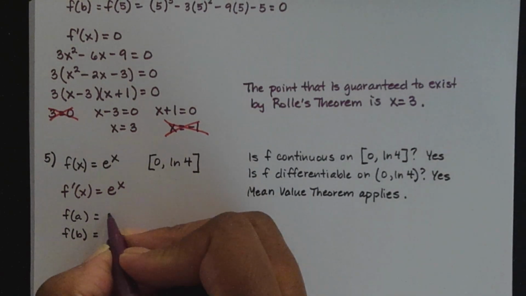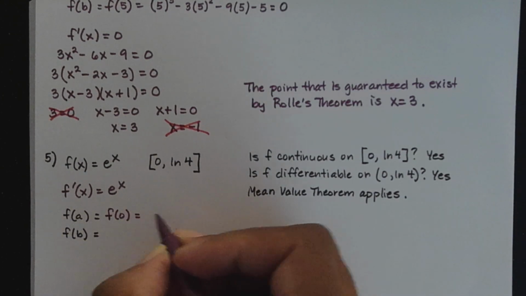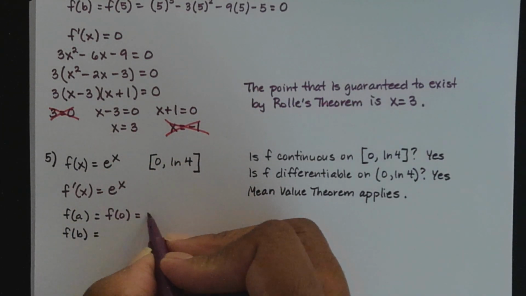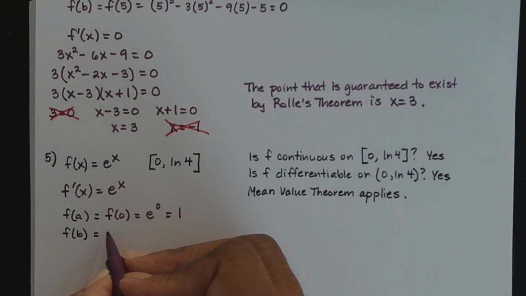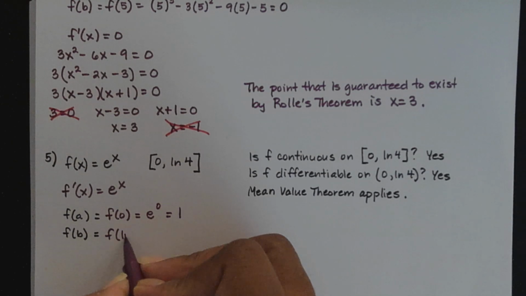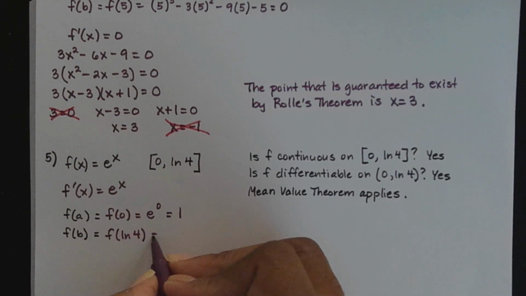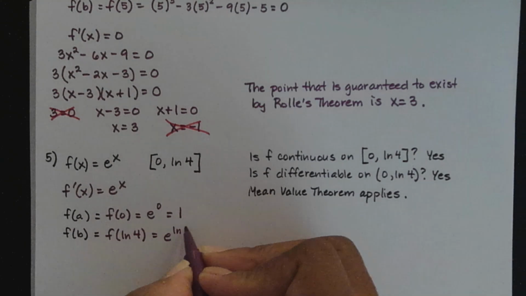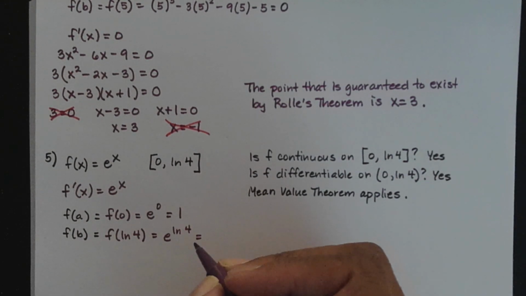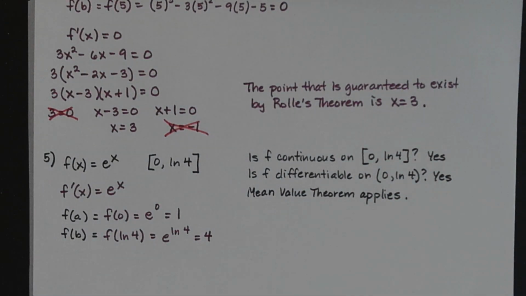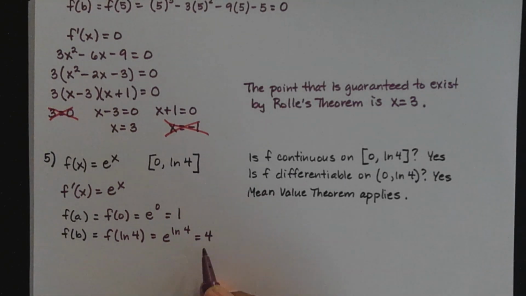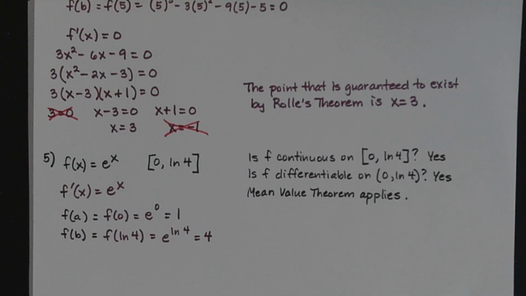Now f of a here is going to be f of 0. And here f of x is e to the x, so e to the 0 would be what? 1. Just 1. And then for f of b, b is ln of 4, so let's evaluate f of ln of 4. So it'd be e to the ln of 4. And what's e to the ln of 4? 4. Just 4. That's one of those inverse properties for natural logarithms. E to the ln of whatever is whatever, because e and ln are inverses of each other.